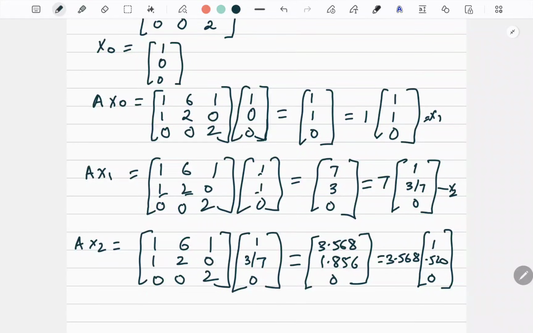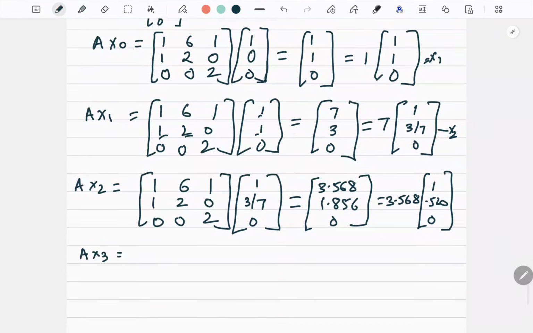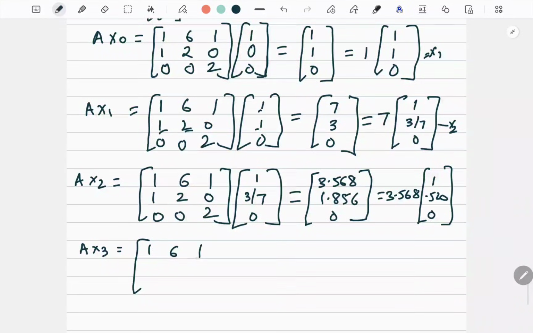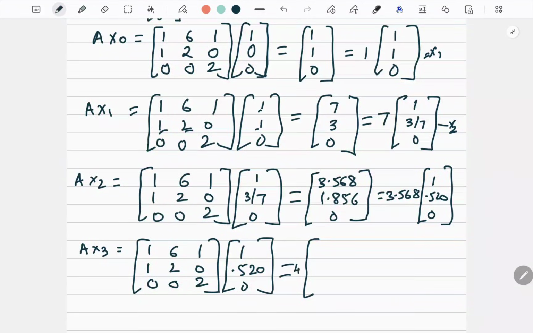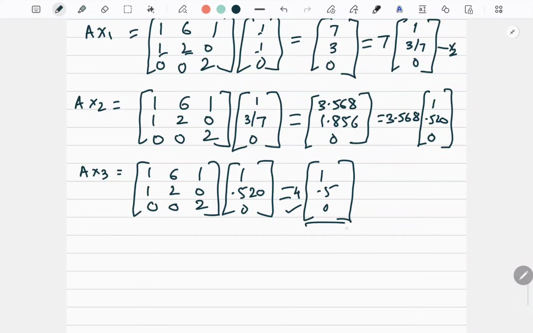Okay, so this is my new vector. Now I will multiply my A with this vector. So I'll get 161, 120, 002 multiplied by 1, 0.520, 0, and this will give me 4 common and 1, 0.5, 0. Once more when I do, I'll get the same repetition. So I will stop here and say this is the required eigenvalue and this is the eigenvector. That is Rayleigh's method. It's very simple. Just keep on putting and doing.